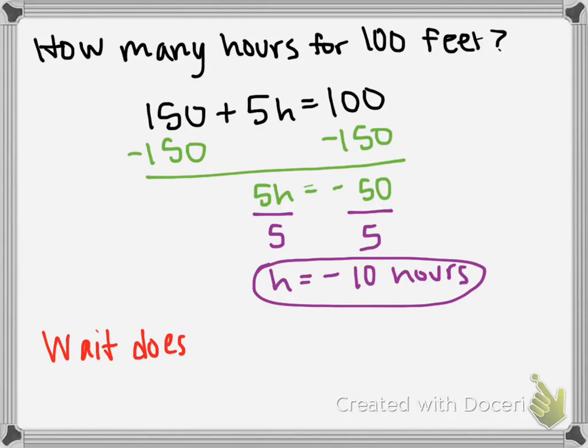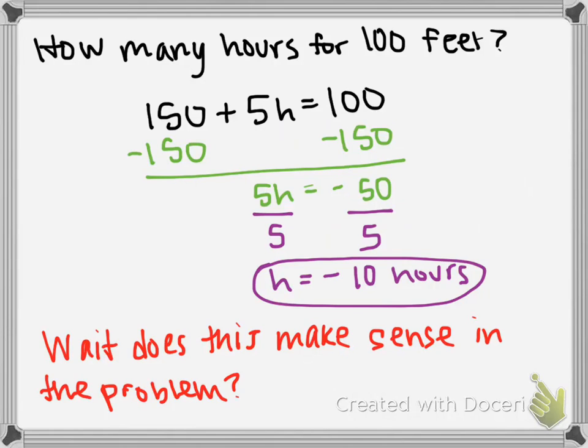Wait a minute. Does this make sense in the problem? Can I have negative 10 hours? And if I start with 150 feet, why would my goal be to have 100 feet? It doesn't make sense. So always make sure when you're working these, you go back to the problem you're working and you make sure that it makes sense with what you should have.